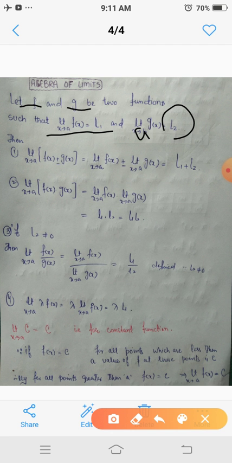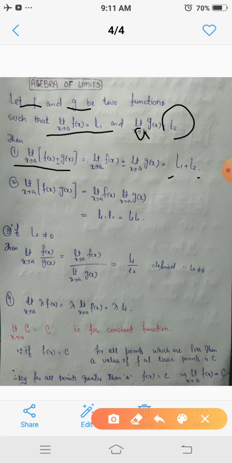Then the limit of the sum or the limit of the difference equals the sum or difference of the limits. That is, the limit as x tends to a of f of x plus or minus g of x equals the limit as x tends to a of f of x plus or minus the limit as x tends to a of g of x. We can distribute the limits for a finite number of functions. That is, L1 plus L2 or L1 minus L2.